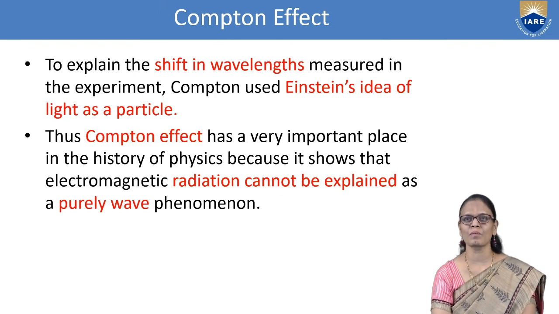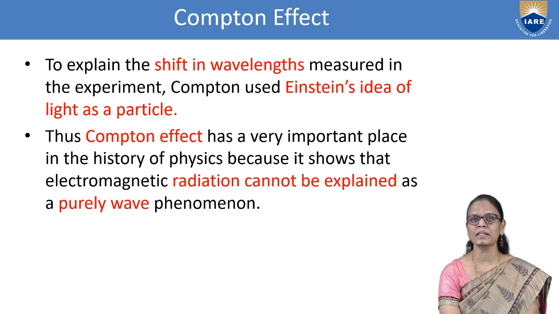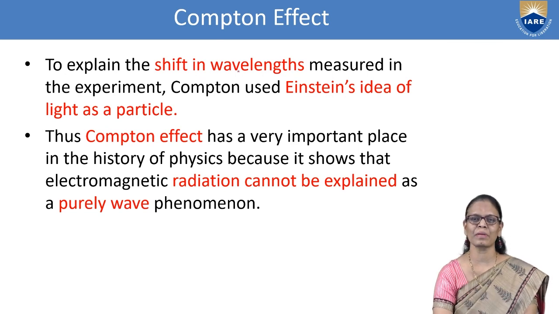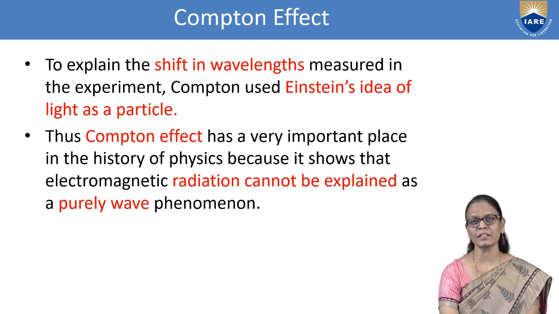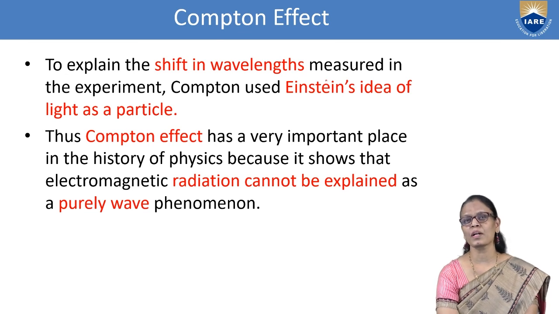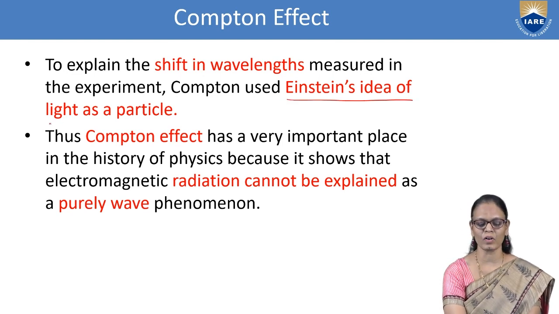Then comes the scientist Compton. He also contributed to understanding the particle nature of light. He was doing experiments with X-rays and calculating the scattering phenomena. Then he observed a shift in wavelength after the X-rays were incident on a metal plate. The radiation that is reflected undergoes a shift in wavelength. While studying it, it helped to understand the wave nature as well as the particle nature of light. What Compton did was use Einstein's idea of light as a particle.